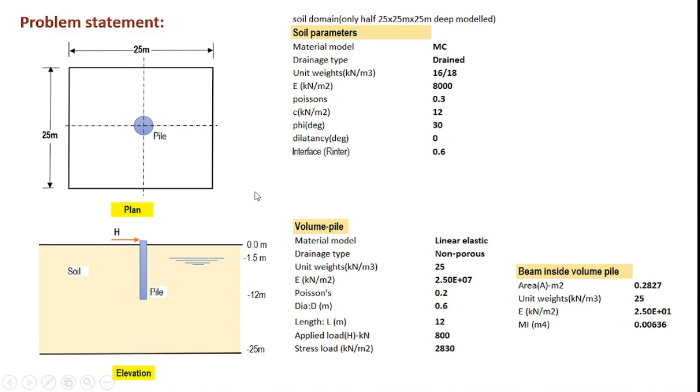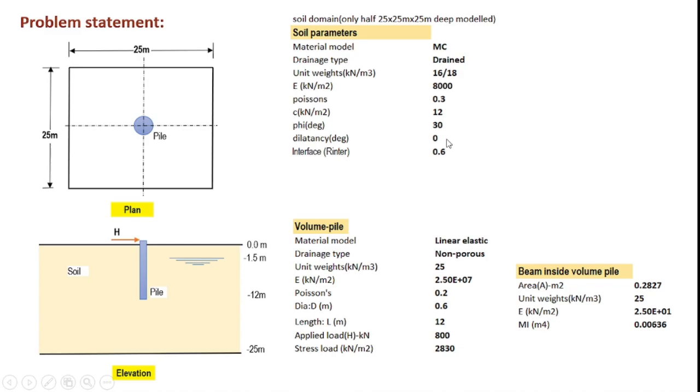For the modeling of soil, we use the popularly known Mohr-Coulomb failure criterion, and the drainage type will be drained, and we'll use the strength parameters. For example, c will be 12 kN per meter square, phi will be 30 degrees, and the dilation angle will be 0 degrees.